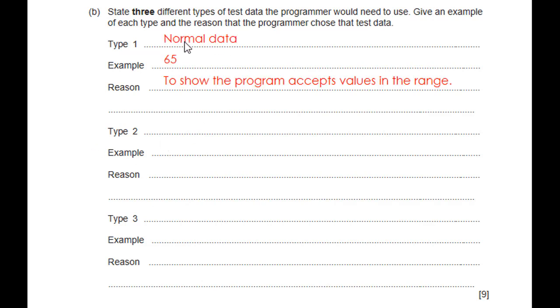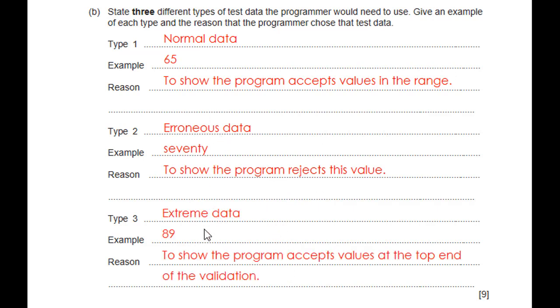So the first one we should always do is normal data. The range is between 90 and 60, so I'm going to input 65, and I'm going to show that the program accepts values within the range. The next one I'm going to do is erroneous. I'm going to type in a number, but as text, 70. And this should show that the program rejects this value. So it should reject anything that isn't an integer value between these numbers.